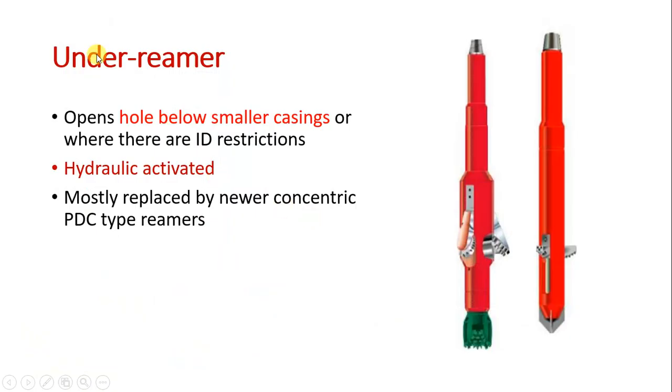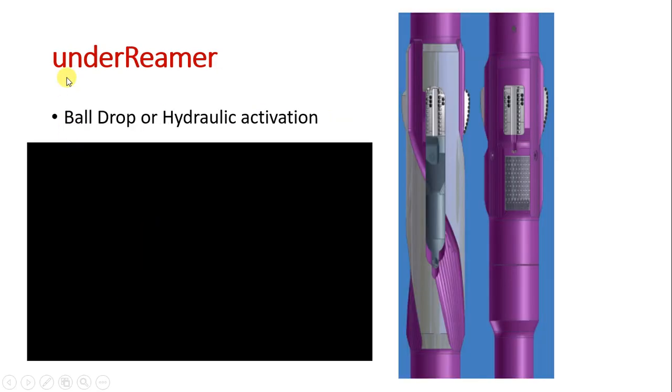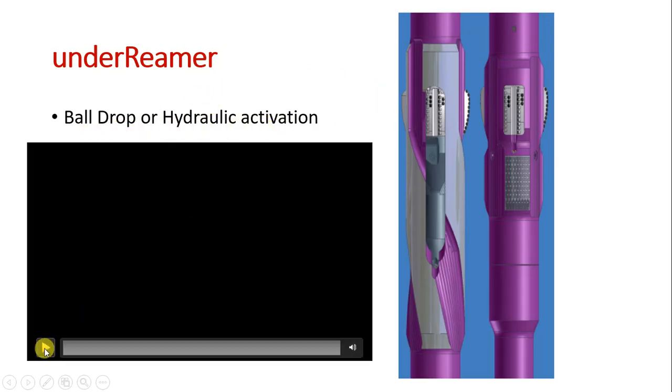Here is something called an underreamer. An underreamer opens a hole below smaller casings or where there are ID restrictions. It's hydraulically activated and mostly replaced by newer concentric BDC type reamers. Here is also another type, with ball drop or hydraulic activation. Now let's check the video for this type of BHA component.